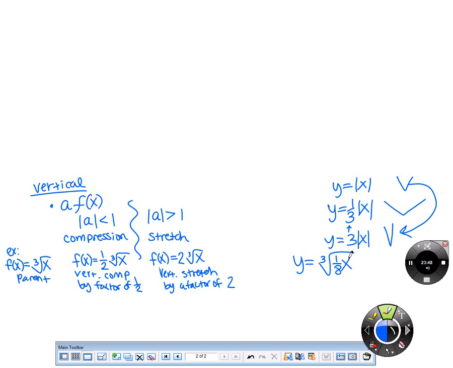So if I were to list the transformations of this equation, I would want to say the only change is the multiplying by 1/8. Multiplying by a number means stretch or compression. If it's inside the function, it means it's horizontal. So I would say this is a horizontal stretch or compression? Stretch, good job. By a factor of 8. Okay? That's how I would list it.